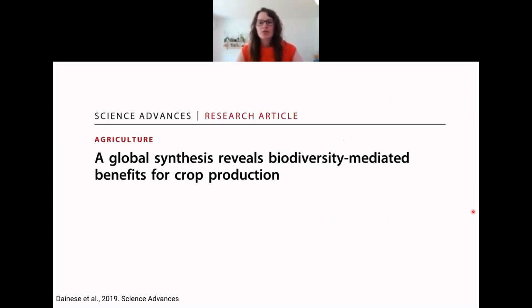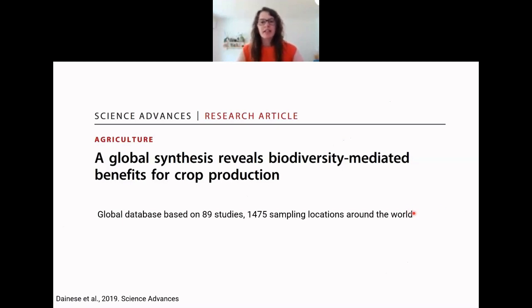Clarifying these patterns through synthesis research can help us to succinctly message the benefits of biodiversity in a way that resonates with policymakers and the public. And this recent global synthesis did exactly that. By synthesizing data from hundreds of sampling locations around the world, this publication delivers a clear message about the importance of biodiversity for crop production.